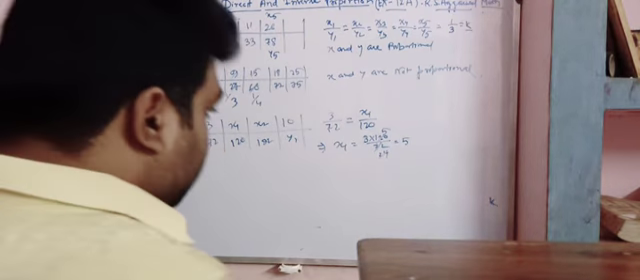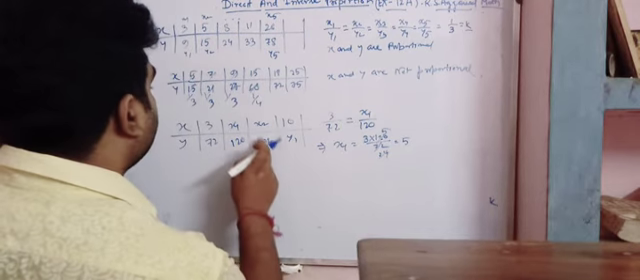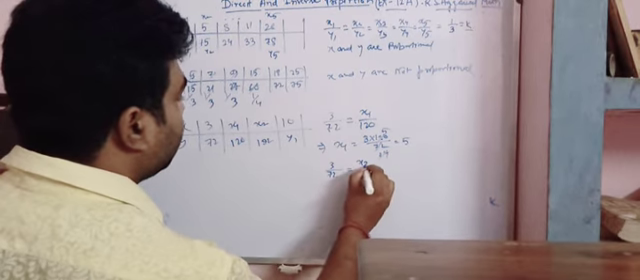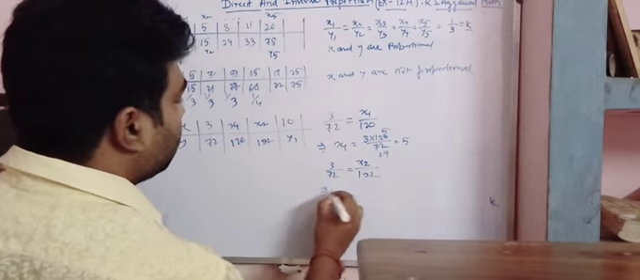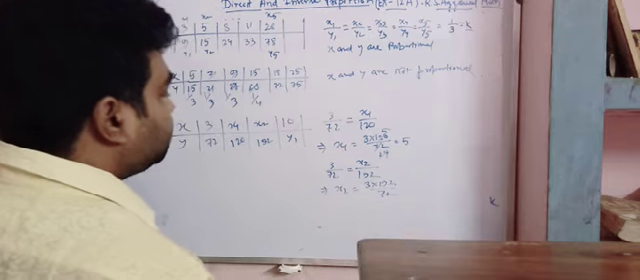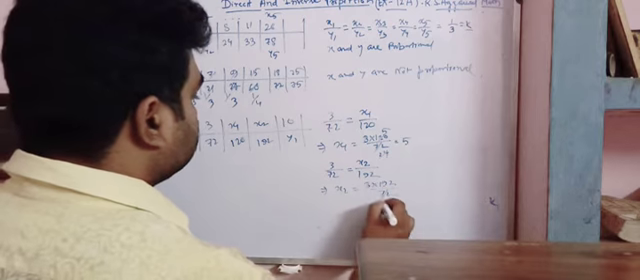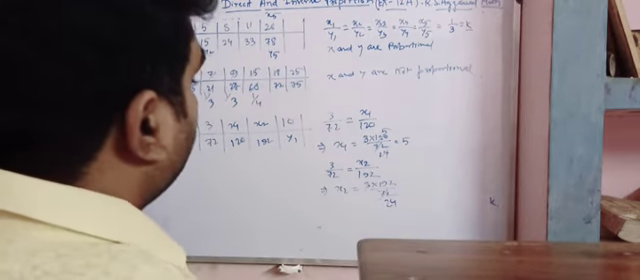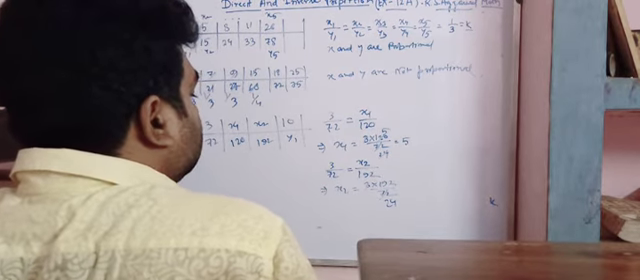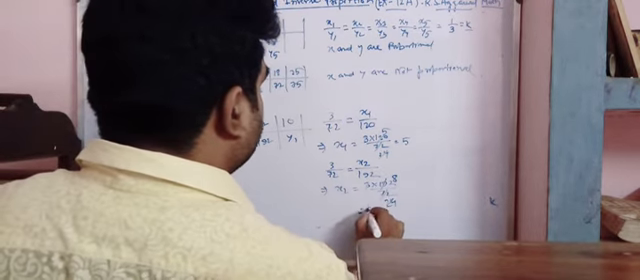Now from here also, 3 by 72 is equal to x2 by 192. Now from here x2 is equal to 3 into 192 by 72. This is 8. So x2 is equal to 8.